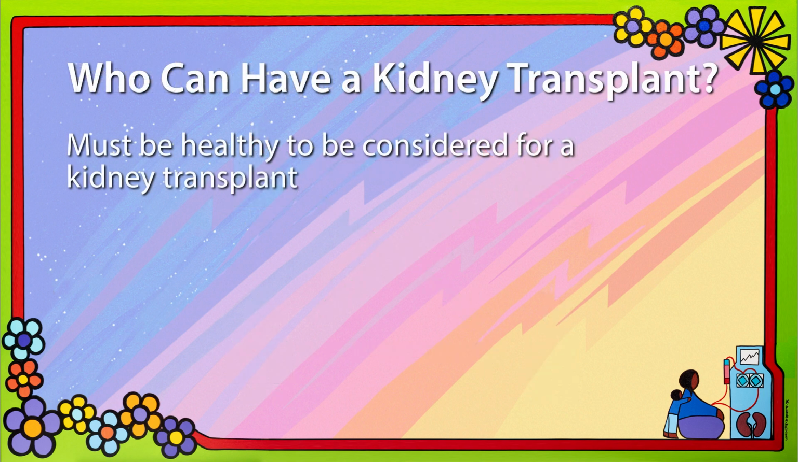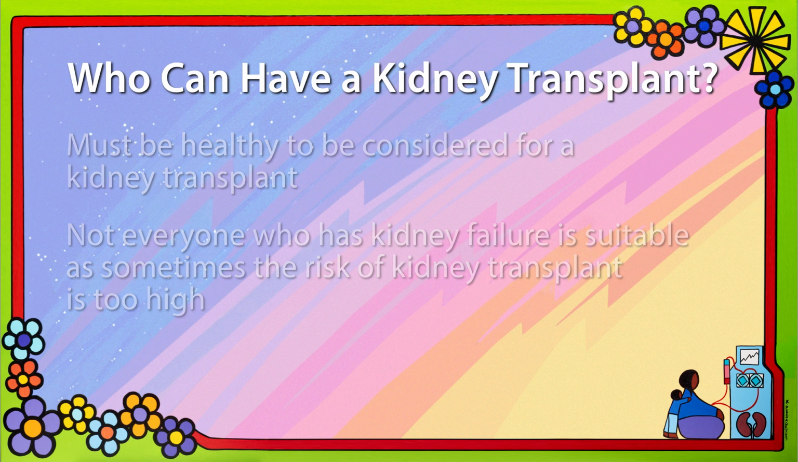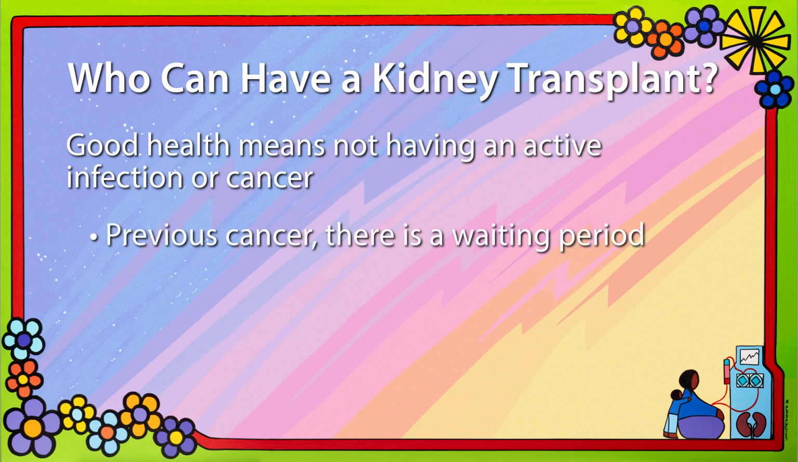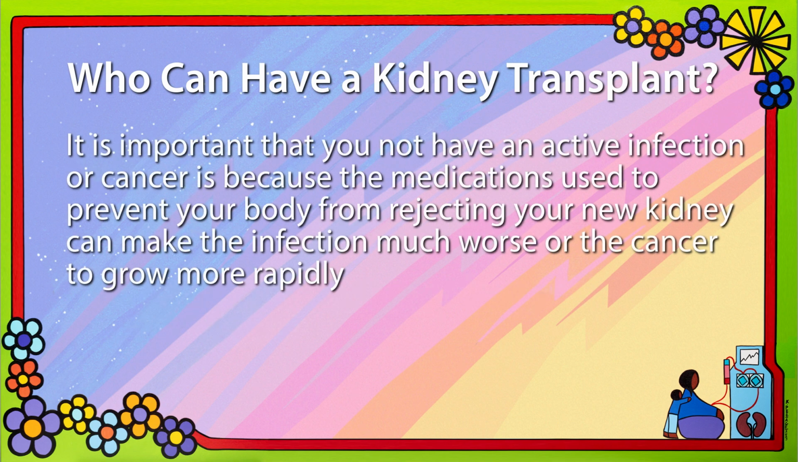You must be healthy to be considered for a kidney transplant. So not everyone who has kidney failure is suitable, and sometimes the risk of kidney transplant is too high. So, what does this mean? Good health means not having an active infection or cancer. If you have had a previous cancer, there is a waiting period for you to be cancer-free before you can have a kidney transplant. The waiting period depends on the type of cancer you had. The reason it is important that you do not have an active infection or cancer is because the medications used to prevent your body from rejecting your new kidney can make the infection much worse or the cancer grow more rapidly.